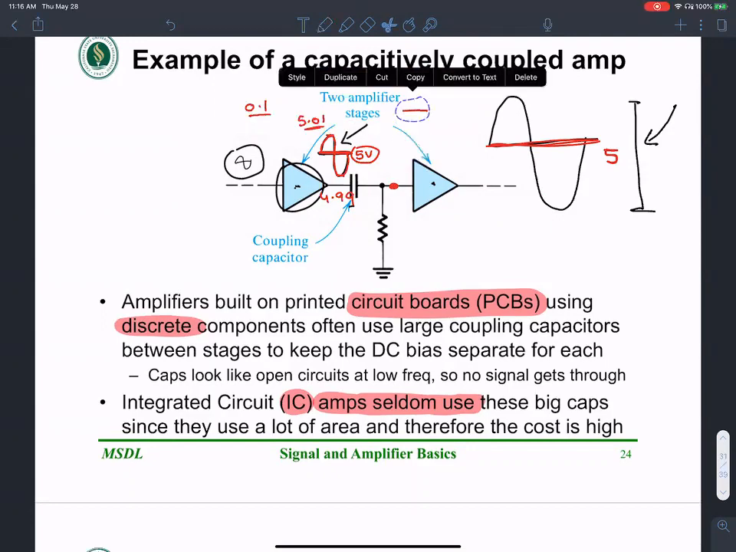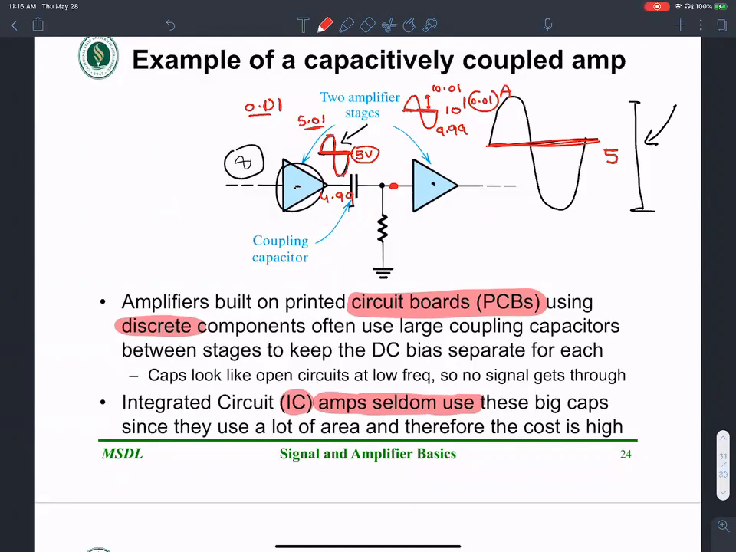So in other words, the input of this guy could be biased at a DC value of 10, okay? So you're only coupling the 10.01 value, 9.99 value, so that really small 0.01 value is what you call the AC signal, okay? This 10 is the DC signal.